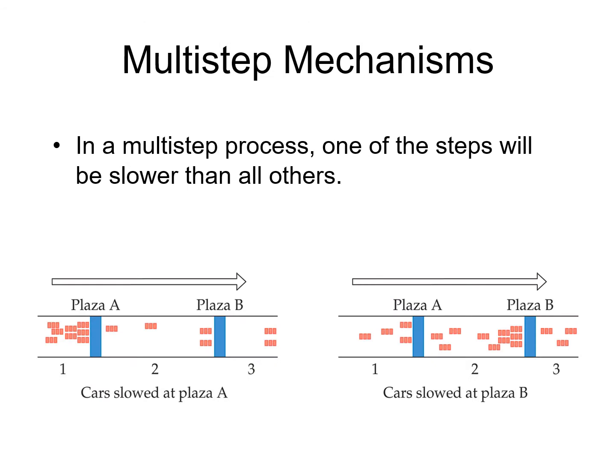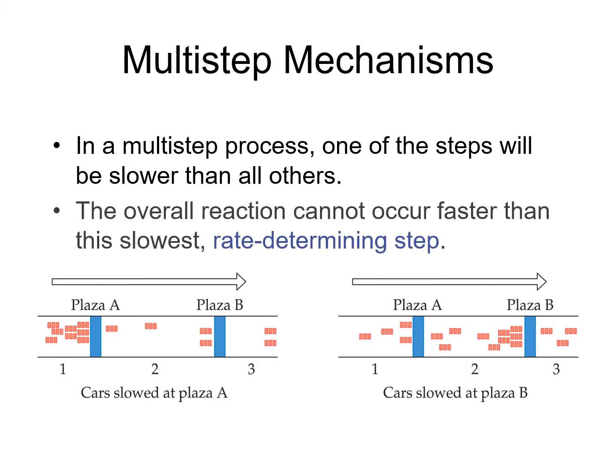So in a multi-step process, one of the steps will be slower than the others. The overall reaction cannot occur faster than the slowest step, which is known as the rate determining step. So we have two scenarios here. We have cars getting slowed at Plaza A and Plaza B, and then again getting slowed at Plaza A and Plaza B. I can't really figure out what this means. I think it just means that this is our rate determining step for that one, and this would be our rate determining step for that. I don't think they have any connection, the two. I just thought it was a nice picture.